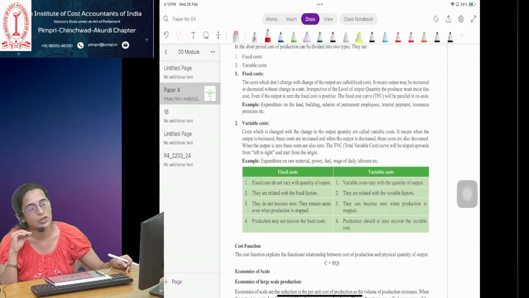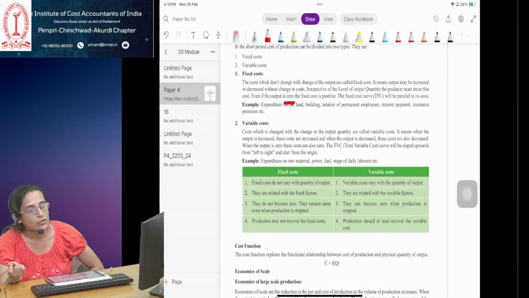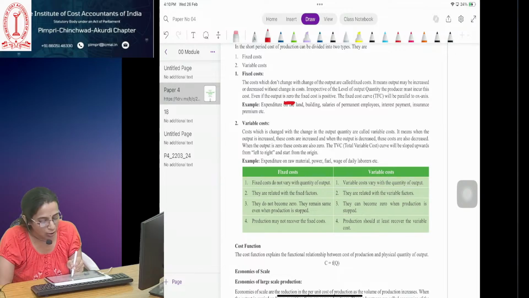See Piyush here. Even if the output is 0, what is the fixed cost? Fixed. How much is the amount? It will remain fixed. Remember this, don't get confused on this, Piyush. Even if the output is 0, fixed cost is positive.